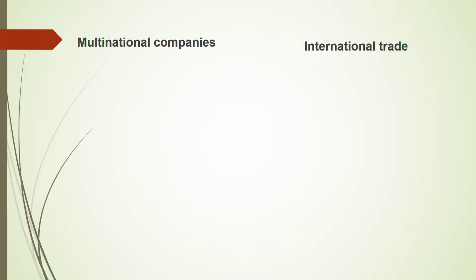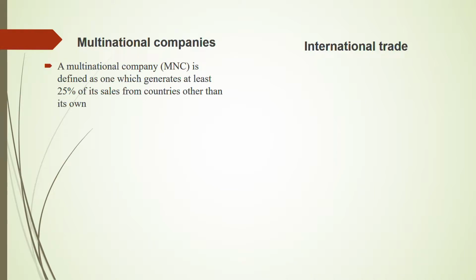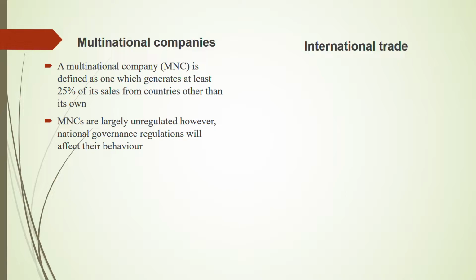What are multinational companies? A multinational company is any company that generates at least 25% or more of its sales from other countries, foreign countries. That is known as an MNC. MNCs are largely unregulated, but still there will be some national governance regulations that can affect their behavior.